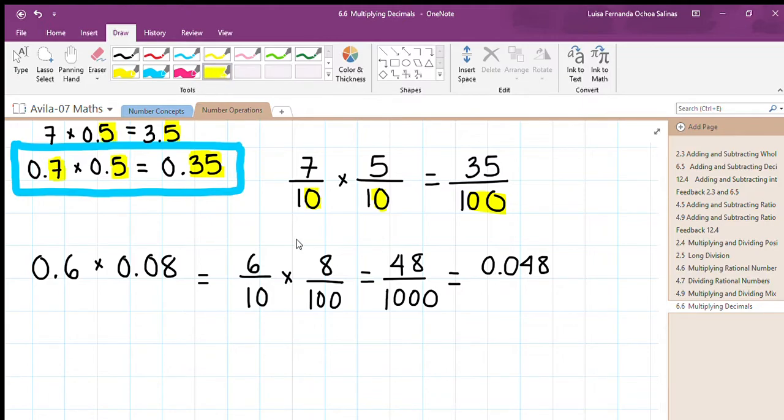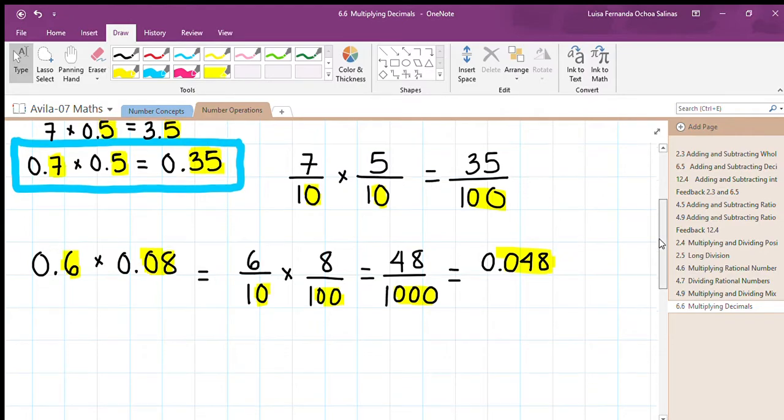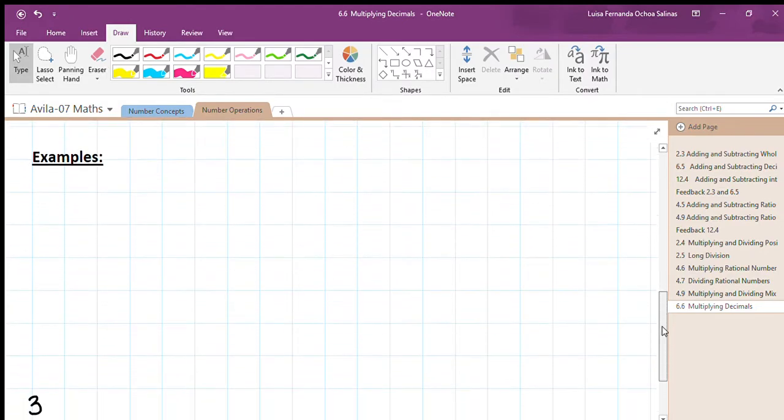Let's look at the decimal places of what is happening here. One decimal place, two decimal places, so I have in total 3 decimal places, which corresponds to the same that I have here in my fractions. I have 1 zero, 2 zeros here. At the end, I have 3 zeros. 2 decimal places in my problem, 3 decimal places in my problem, 3 decimal places in my answer. Good. So let's work on some examples. I'm hoping that you're seeing the pattern here.